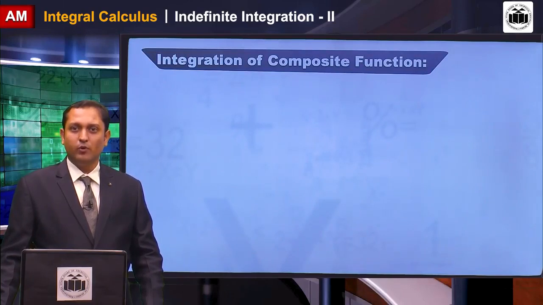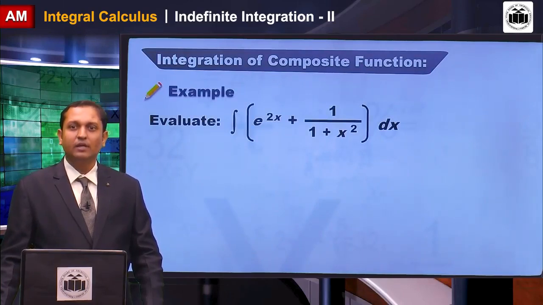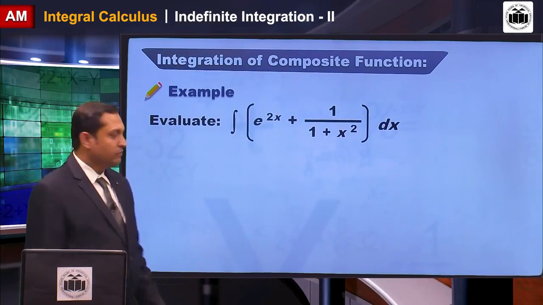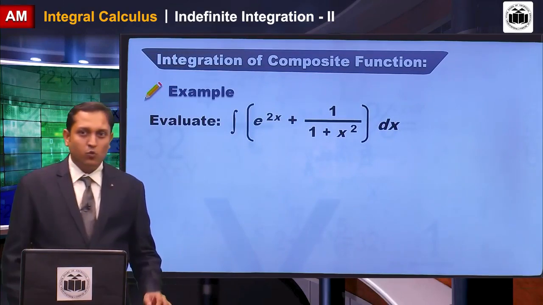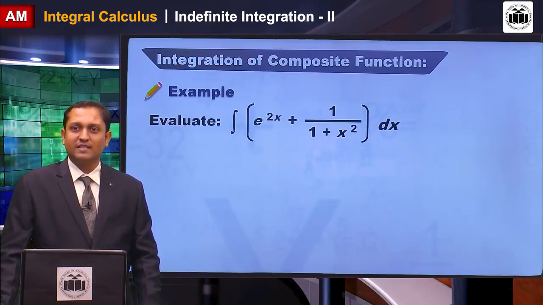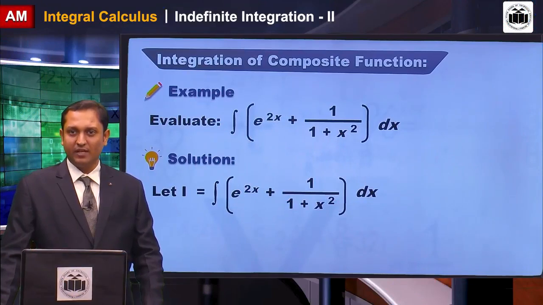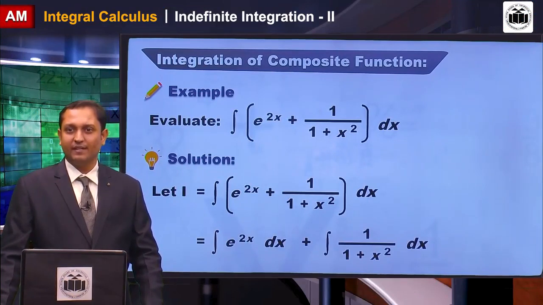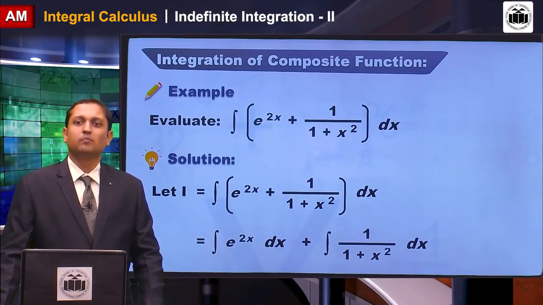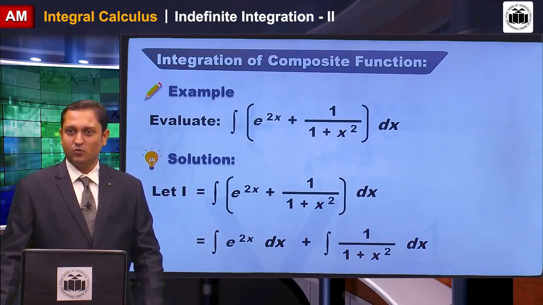Now let's come to a few examples of composite functions. Let's take the first example. Evaluate integral e raised to 2x plus 1 upon 1 plus x square dx. Indicate the integral with the given symbol I. Now in this integral you can see that two parts are there separated by the plus sign. So obviously we will separate the two parts by using the rule of integration. You can see here we have separated the two parts: integral e raised to 2x dx plus integral 1 upon 1 plus x square dx.